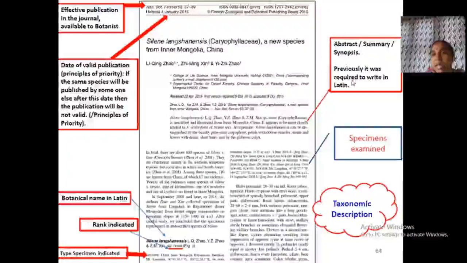Previously it was required to write in Latin, now there is no need. Then specimens examined, that is also very, very important, types examined. Then the taxonomic description, which in the coming pages also should be given. So these are some essential requirements for a valid and effective publication.